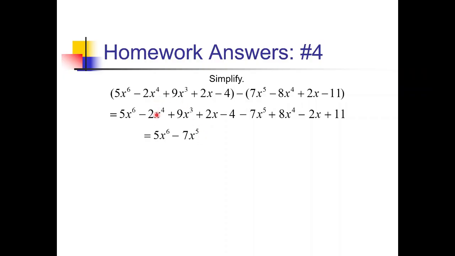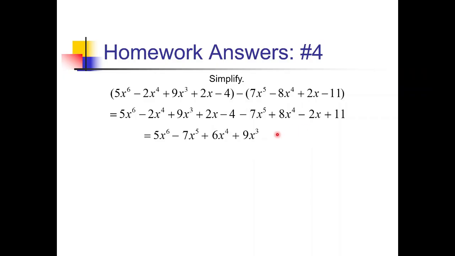We have a negative 2x to the 4th and an 8x to the 4th. That'll add up to 6x to the 4th. X to the 3rd, we have this 9x cubed right here. There's no other cubed terms, so we'll just rewrite that one. So a lot of these kind of are on their own. And then how about x squareds?